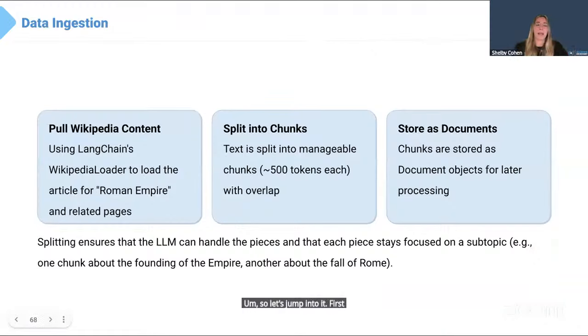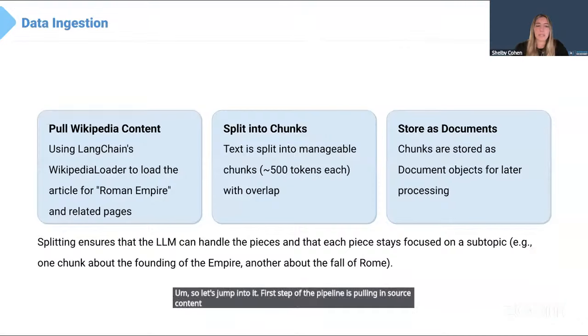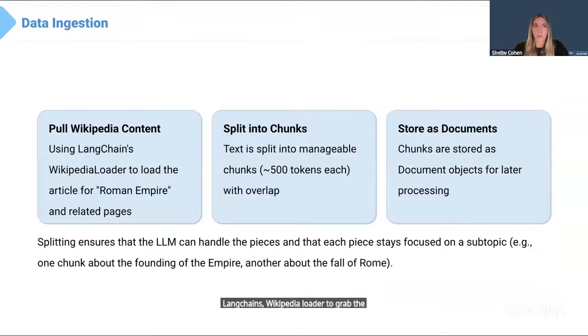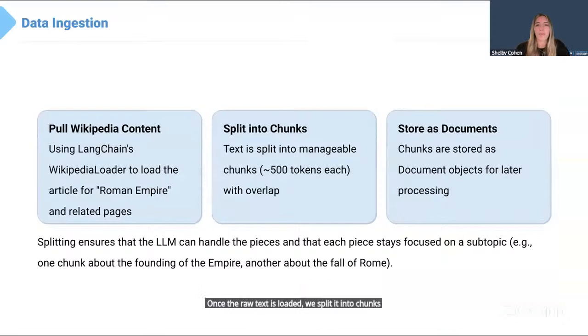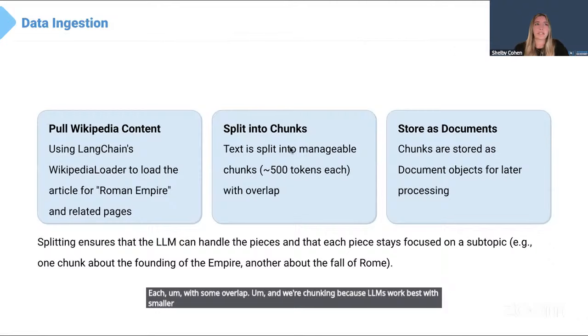First step of the pipeline is pulling in source content. So here we're using LangChain's Wikipedia loader to grab the article on the Roman Empire and some related pages. Once the raw text is loaded, we split it into chunks, so 500 tokens each with some overlap. And we're chunking because LLMs work best with smaller focused inputs, and overlapping helps preserve continuity between chunks.